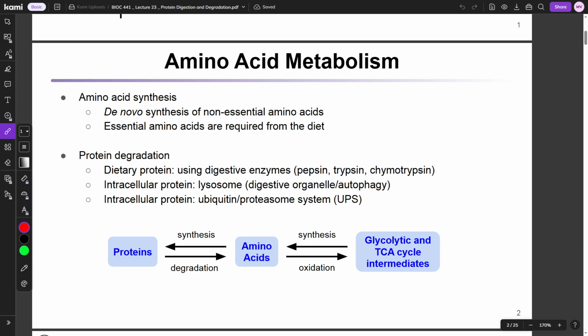So amino acids. We've talked about amino acids. We've talked about de novo synthesis of the non-essential ones, like glutamate, glutamine, alanine, glycine, serine, all that jazz, and cysteine. These are all amino acids you can make pretty well. But there's plenty of amino acids that are required from diet. And we talked about those as the essential amino acids.